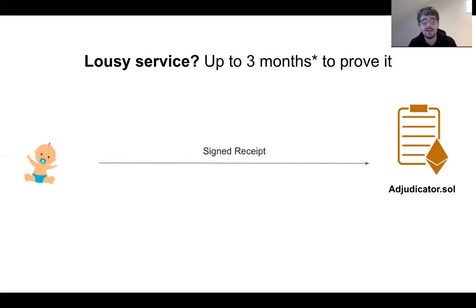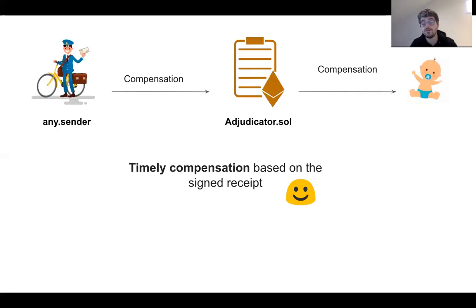But what if any.sender provides a lousy service? We just don't deliver the transaction by the deadline that we promise. The user has a signed receipt with our promise. So the user can submit this to the adjudicator contract, and the adjudicator contract will use the signed receipt. It'll look up the blockchain for the relay job. If it can't find the log, then obviously any.sender did not do its job or service.